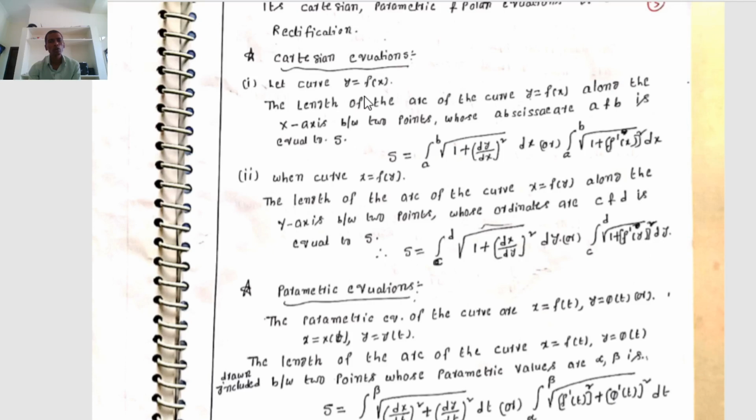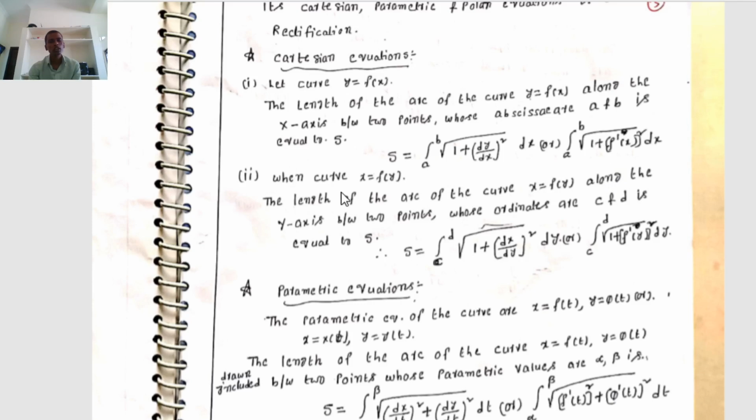With respect to the curve y equal to f of x along the x-axis, where the x limits are a to b, s equals integration a to b square root of 1 plus dy by dx square into dx, or integration a to b square root of 1 plus f dash x square into dx.